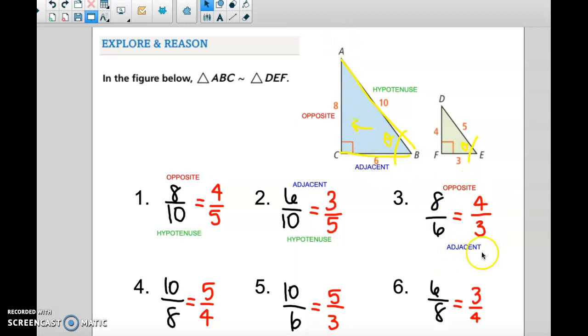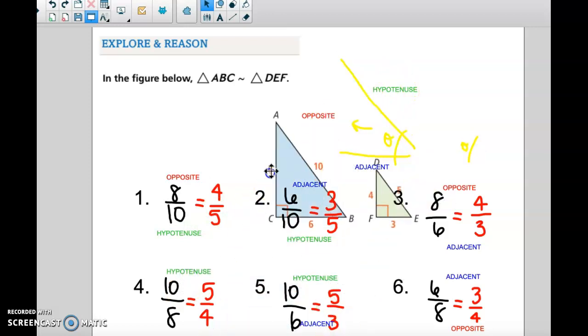And remember, they are reciprocals, right? These flip. So 6 is now my adjacent over my opposite 8. 10 is my hypotenuse over my adjacent 6. And 10 is my hypotenuse over my opposite 8.